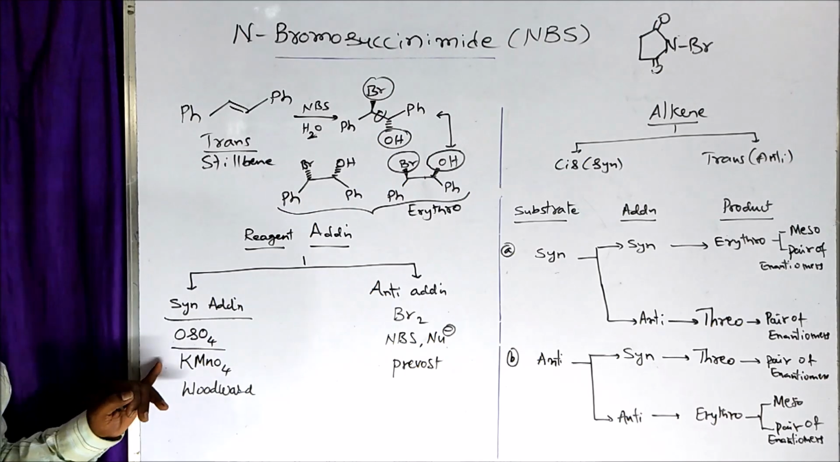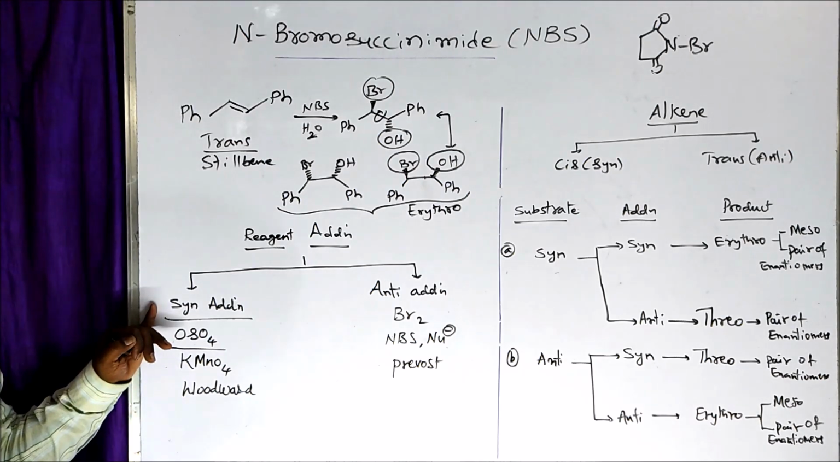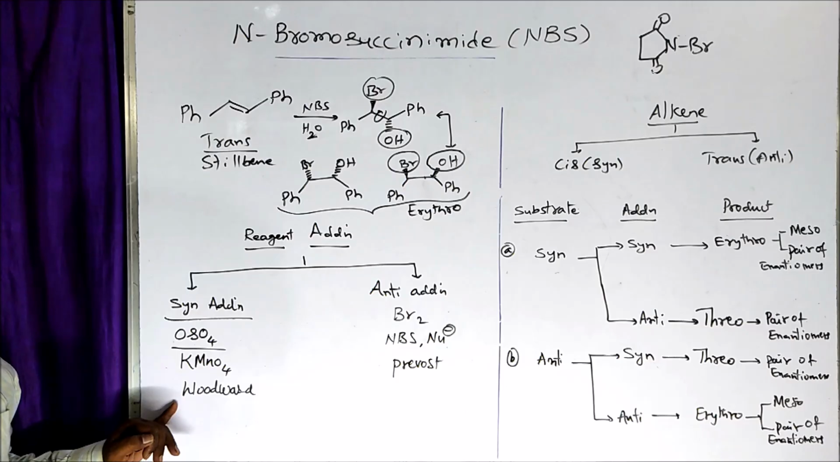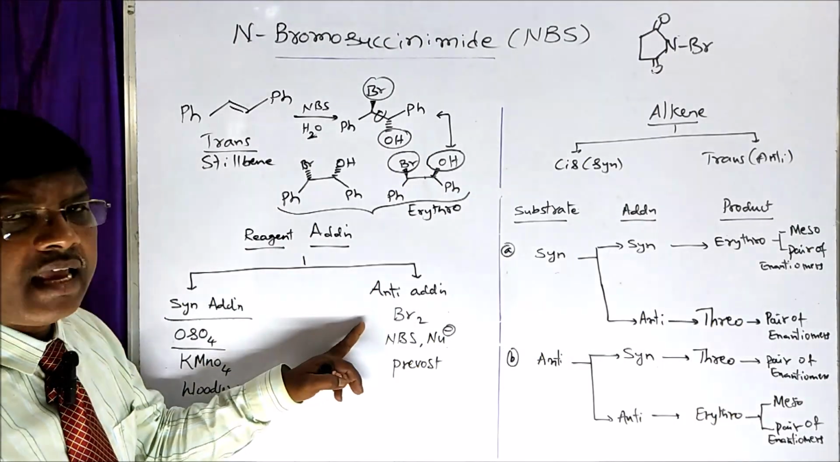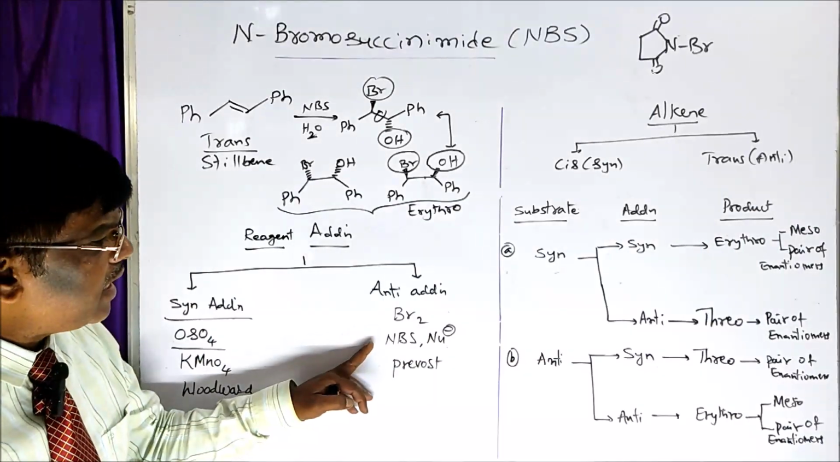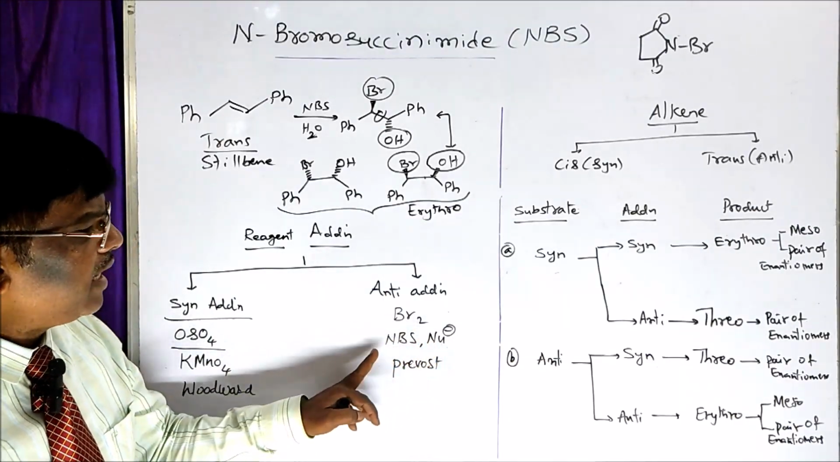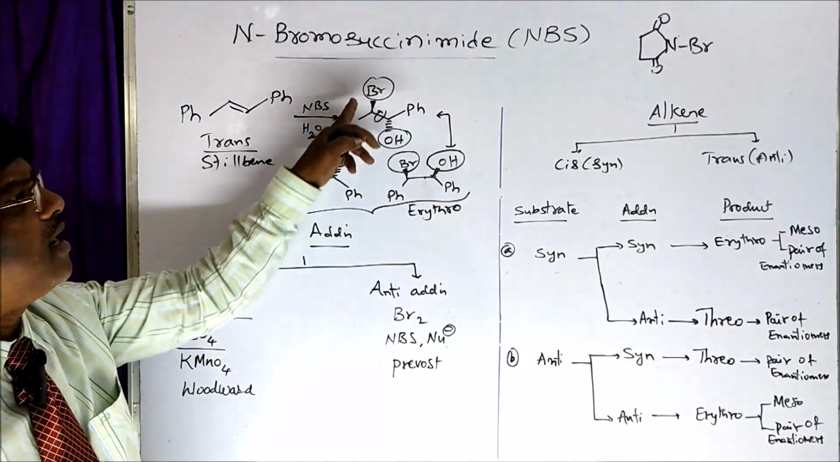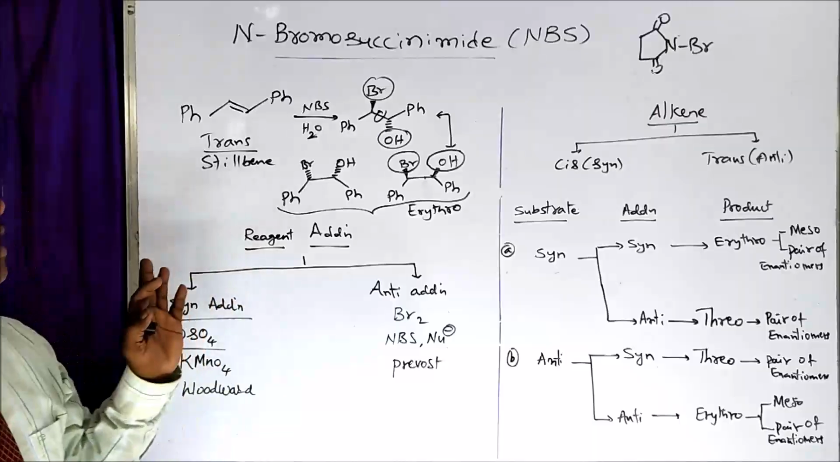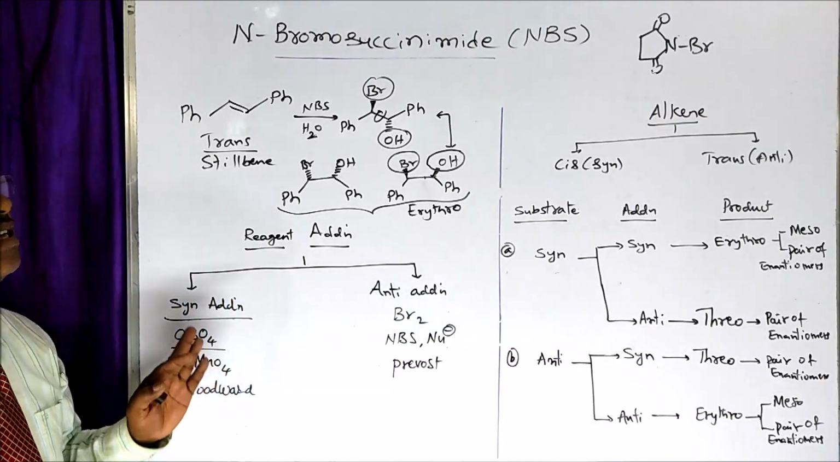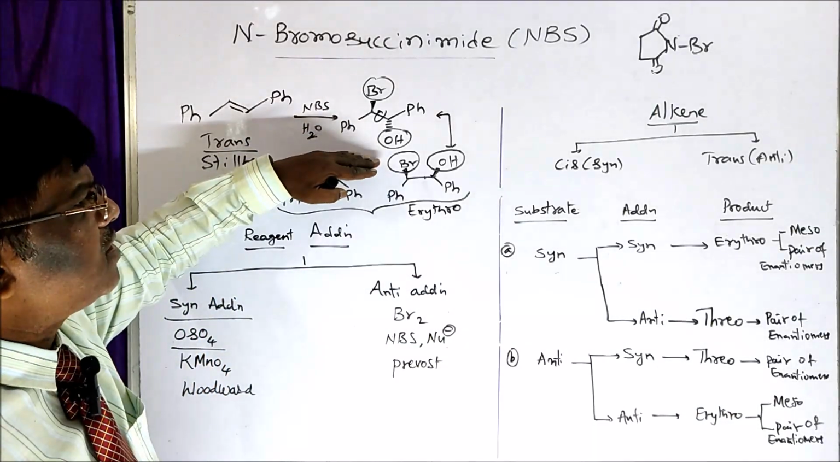KMnO4 dihydroxylation or oxidation is a syn addition reaction, and Woodward dihydroxylation also is syn addition. Whereas addition of bromine is trans addition. Similarly, N-Bromosuccinimide in presence of a nucleophile gives a trans product, or trans addition takes place. Prevost addition also is a trans reaction. Dear students, it is very clear. So this addition is trans addition.